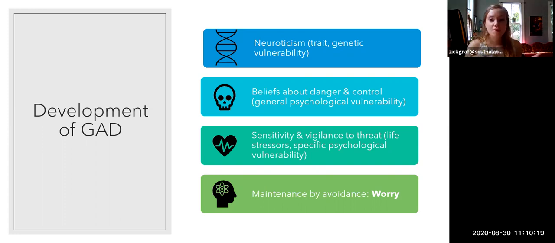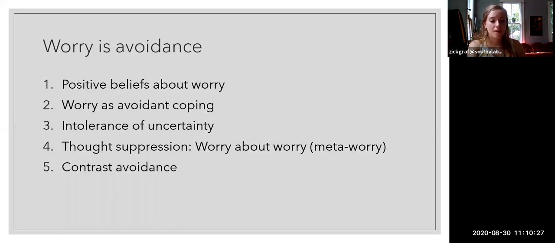So it comes on gradually and through stress, but it's really maintained, like all anxiety disorders, by avoidance. And in this lecture, I'm going to argue that the type of avoidance that maintains anxiety in GAD is worry.